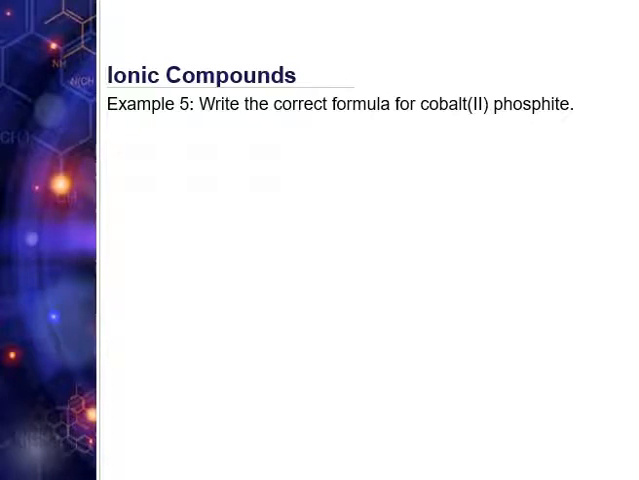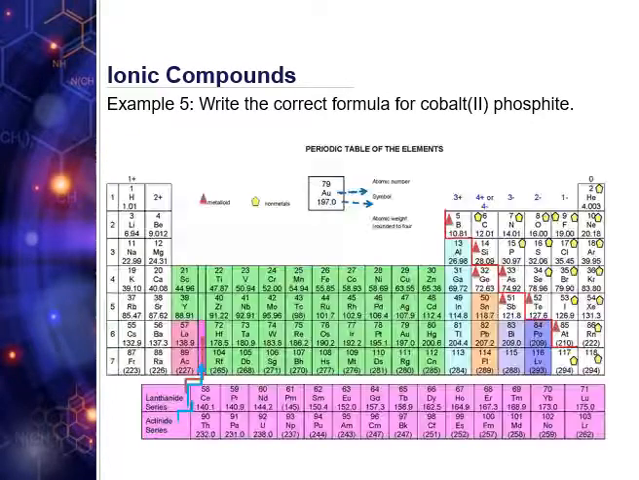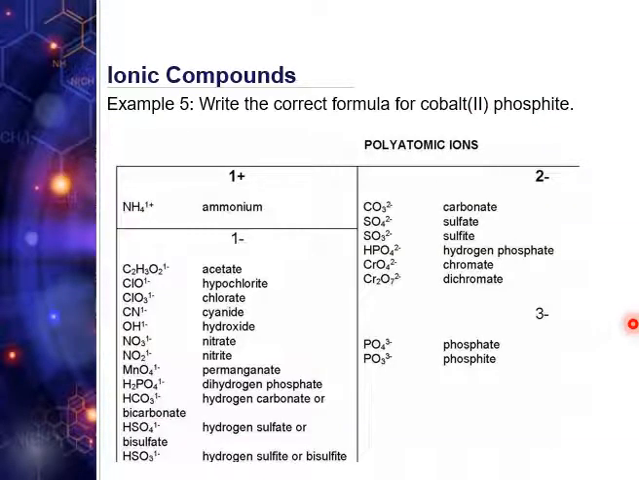Example 5. Write the correct formula for cobalt(II) phosphite. Cobalt is a transition metal. Its charge in this compound is a +2. Phosphite is a polyatomic ion. Phosphite is PO3 and has a -3 oxidation state.